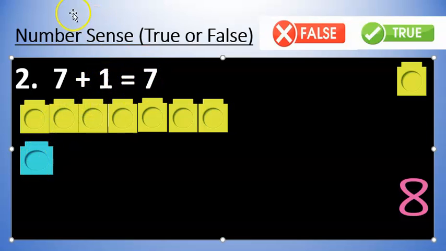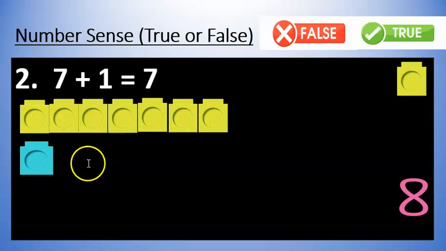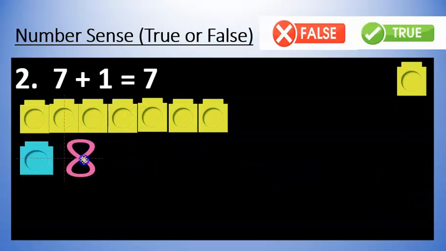Now, to see if that number is correct, what we'll have to do is add up the whole thing. We'll have to count it up to see if the yellow and the blue does equal 7. Let's count it. 1, 2, 3, 4, 5, 6, 7, 8. So boys and girls, is that 8 there? No, that is 7. Therefore, look, let me drag 8 here.